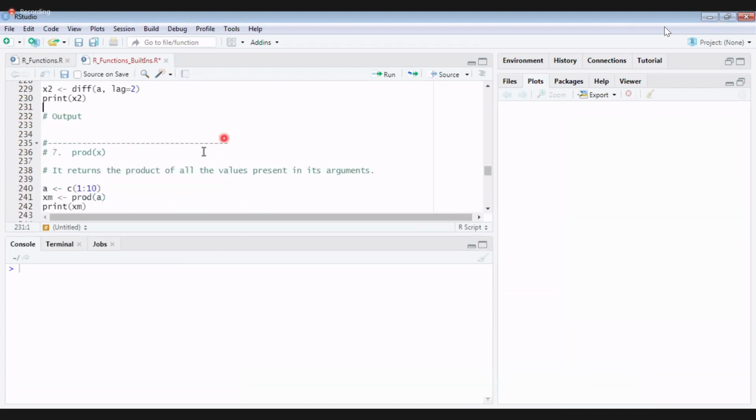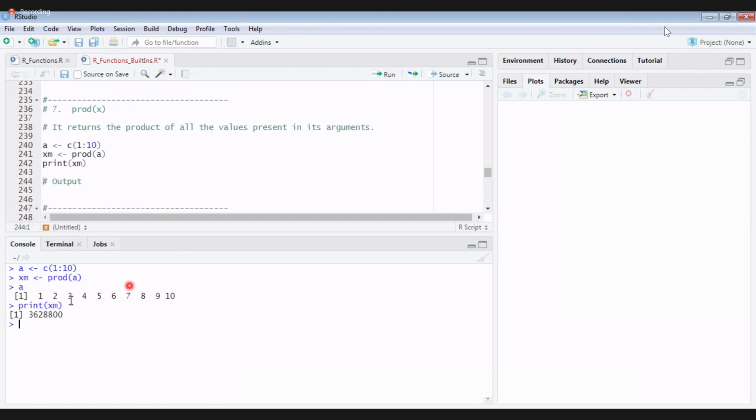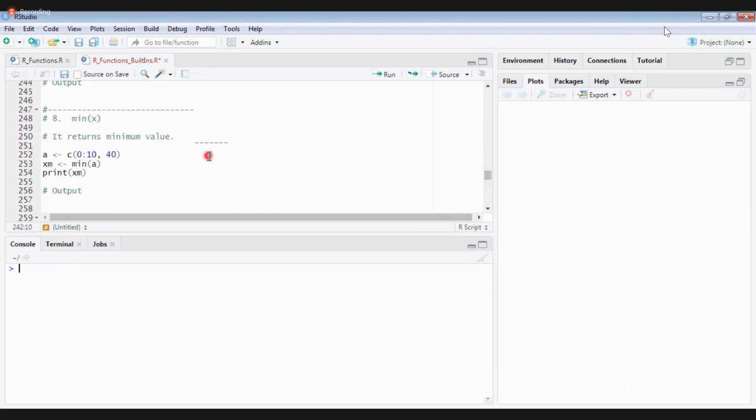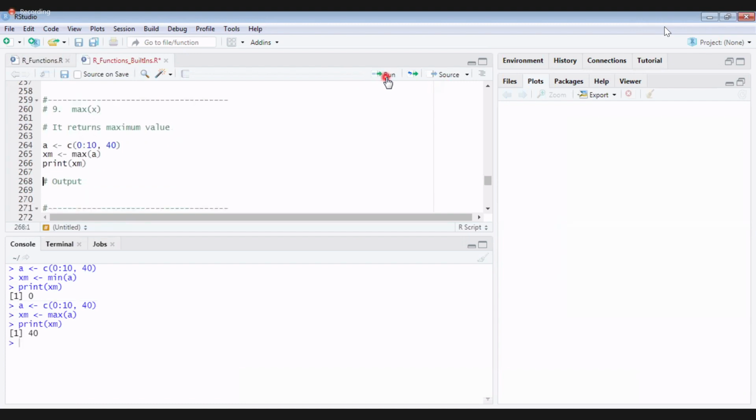Then we have product. It will give us the product of all the elements: 1 into 2 into 3 into 4 into 5 into 6, everything up to 10. So it is this value. Then range will give us both minimum and maximum value. But if you want only minimum, you have a function minimum, which will give us 0. Likewise, you have maximum, which will give us 40. If you want both together, you can use the range function.